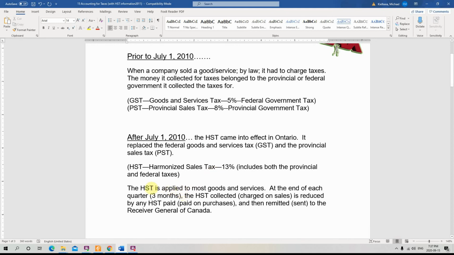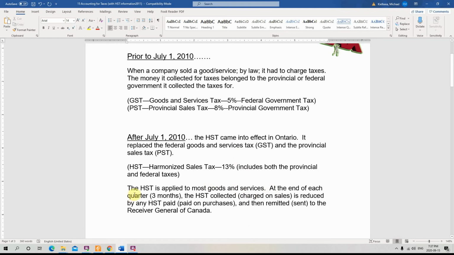Now, HST is applied to most goods and services, and I say most because some goods and services are not taxed. We're not going to get into the nuts and bolts of taxation. There's a whole course in university regarding taxation, so we're just going to scratch the surface.